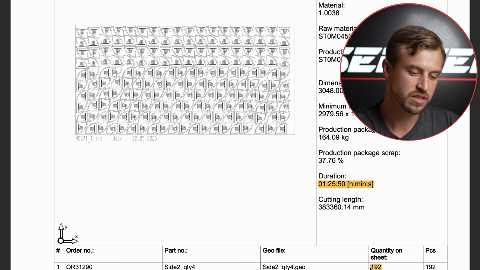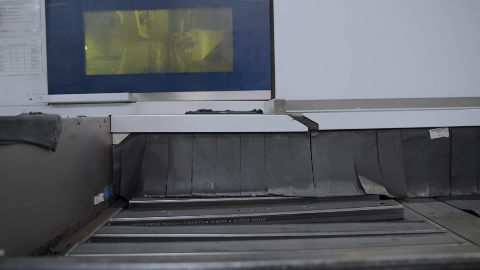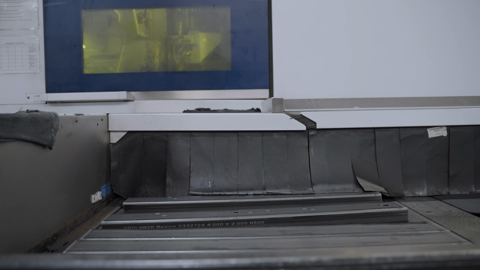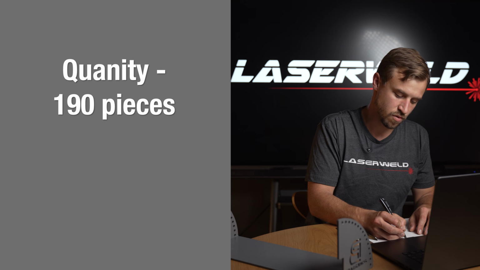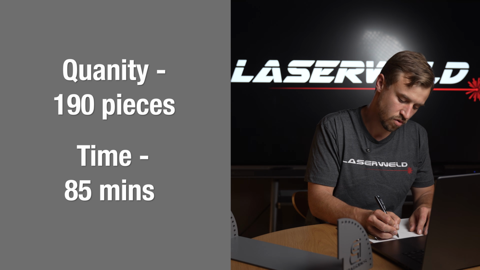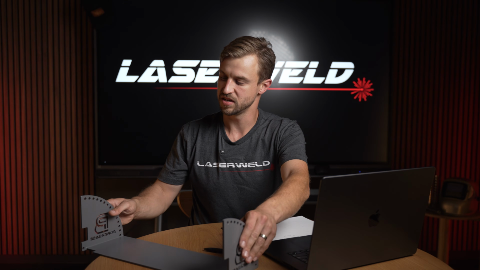So when we're looking at this sheet, an important thing to note is that yes, we can nest 192 pieces, but the chances of us getting 192 perfect pieces is very slim. Let's just go ahead and say 2 pieces out of this batch are scrapped. They're no good. We're gonna go ahead and say 190, and we had 1 hour and 25 minutes or 85 minutes.